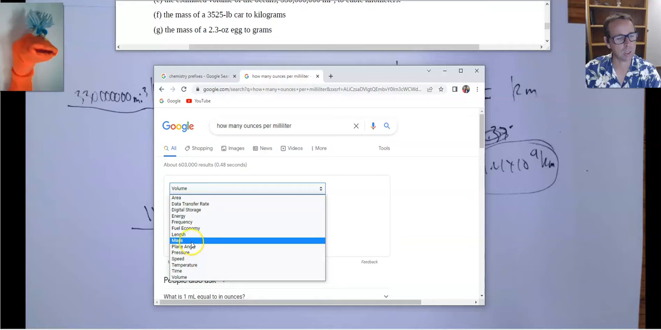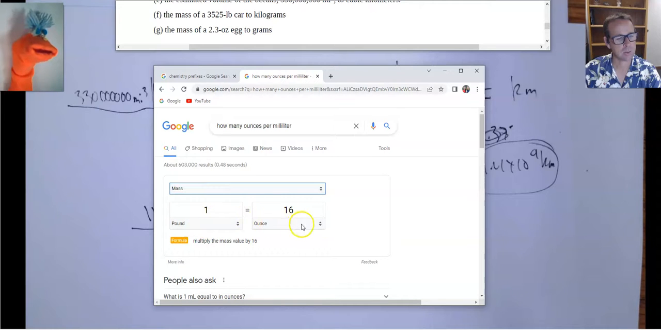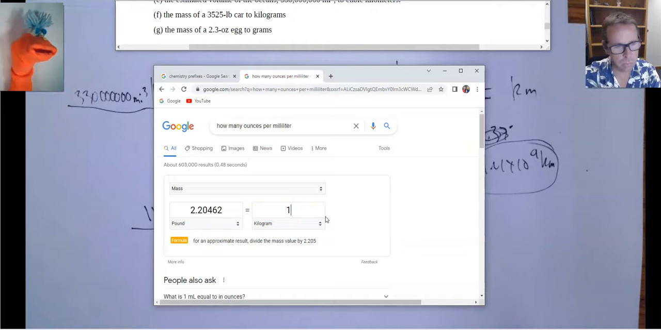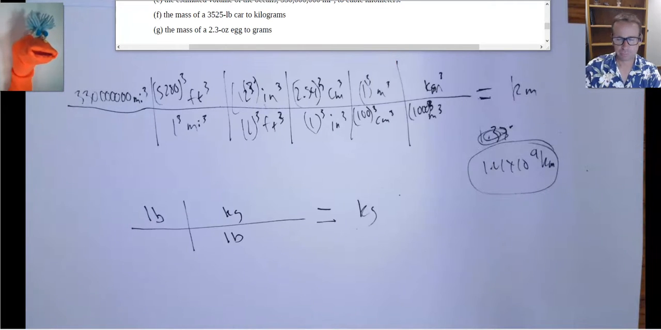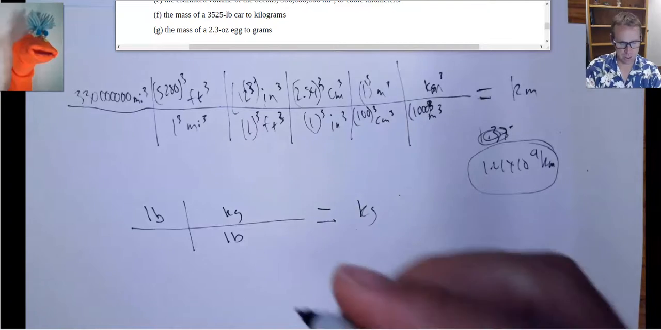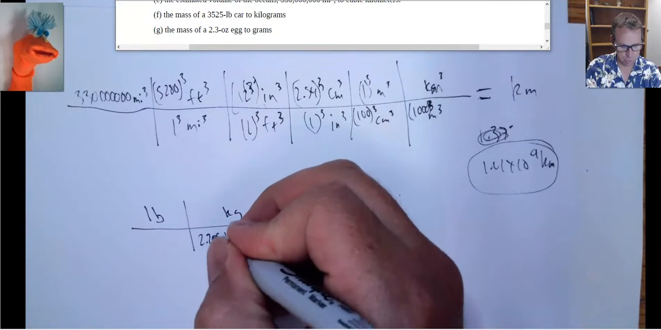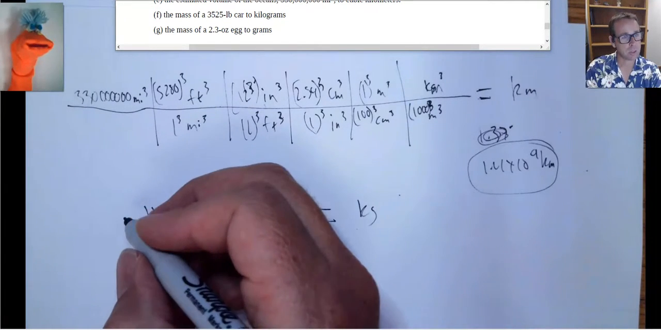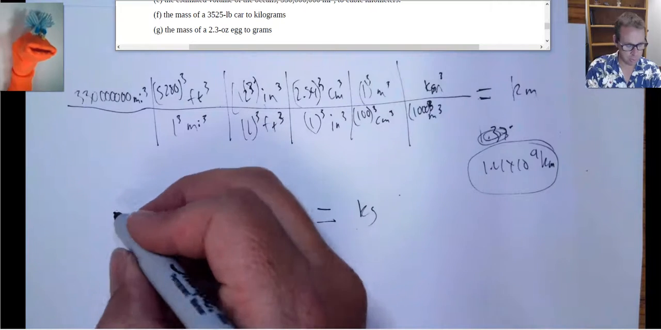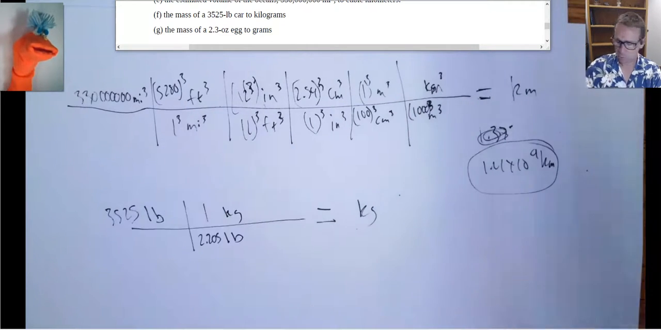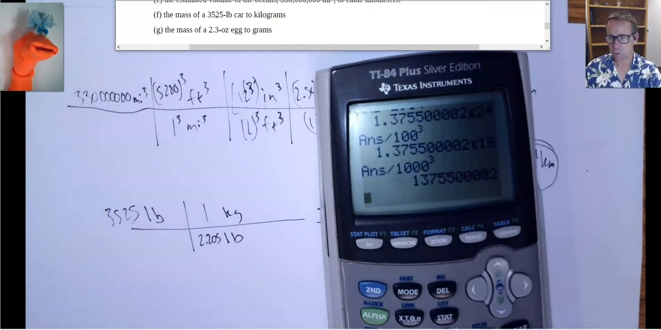We go to mass, pound, kilogram, 2.205. That's how many pounds there are in each kilogram. So 2.205 pounds per kilogram. If we start off with 3525, 4 significant digits, so I'm going to take 7 significant figures on my pounds.